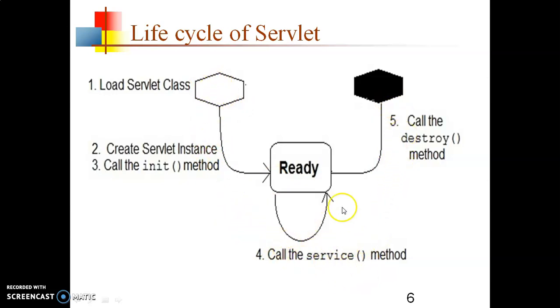Now, after calling the service method, if there is no need of the servlet in future, then you can call the destroy method. It is similar to your thread life cycle. So first of all the servlet class is loaded, then an object is created from the same class. After the object is created, it is initialized, and once the initialization is done, the service method is called to execute the servlets. And if there is no need of that servlet in future, then you can destroy that particular servlet by calling the destroy method. This is the life cycle of servlet.